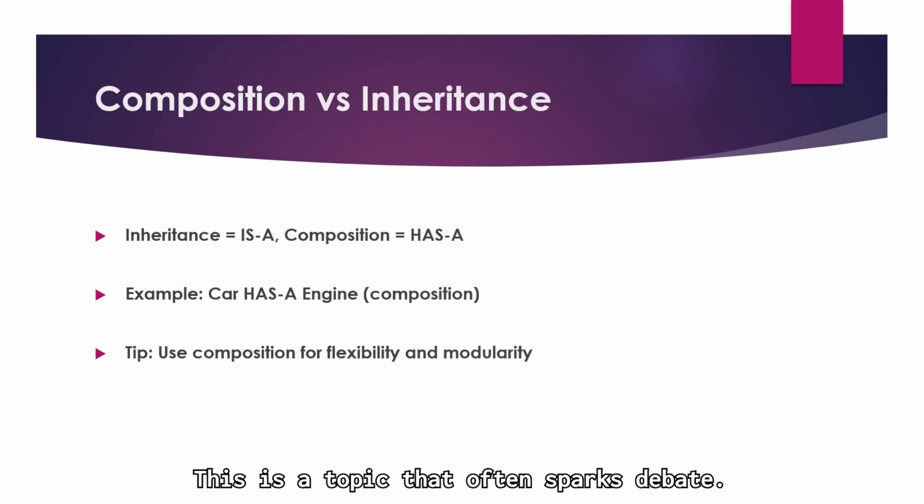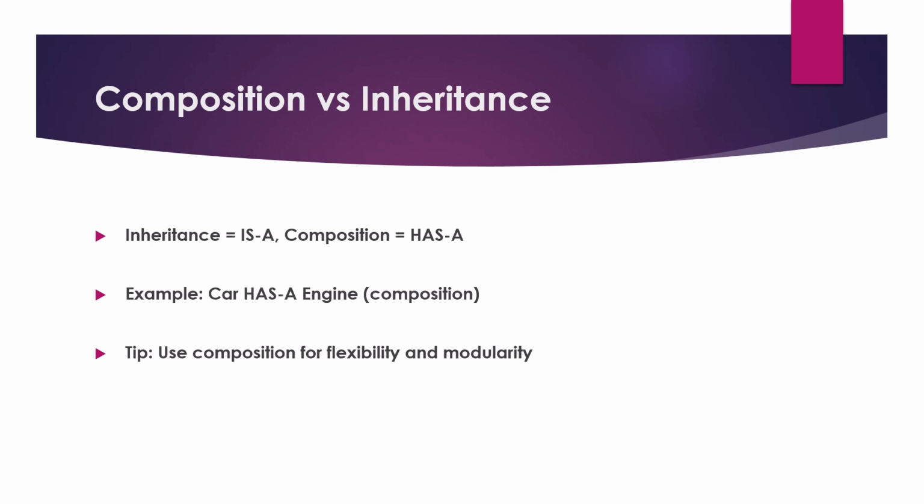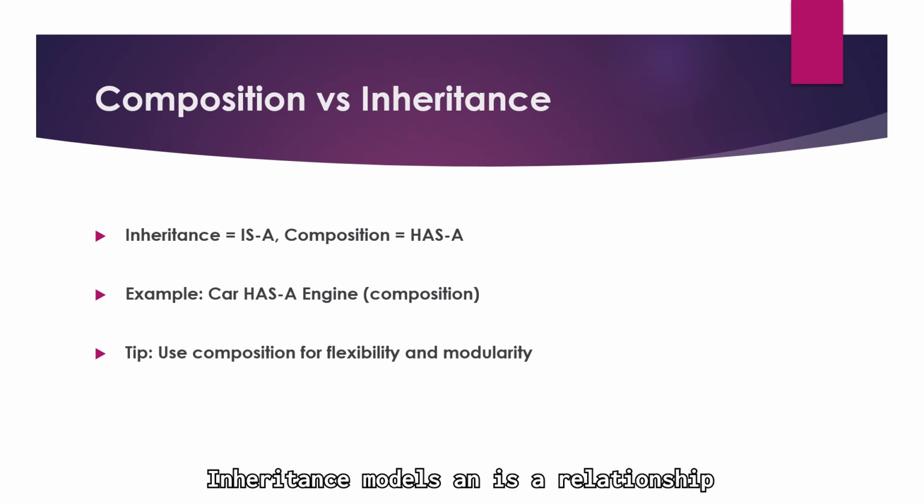This is a topic that often sparks debate. Should you use inheritance or composition? Inheritance models an is-a relationship, like dog is a mammal. Composition, on the other hand, models a has-a relationship, like car has an engine. While inheritance can be elegant, it also creates tight coupling and a rigid class hierarchy. Composition gives us more flexibility and decouples the components. In modern design, we often favor composition because it results in more maintainable and scalable systems.